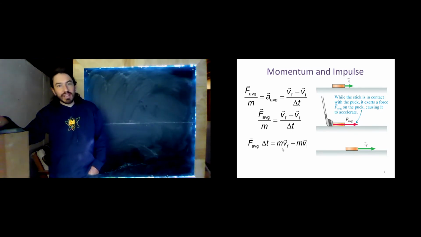Now, we have seen mass times velocity before, haven't we? Mass times velocity is the momentum. And so we see here that impulse is a change in momentum. And so we see here that forces cause changes in motion. We can think of that as a change in momentum.